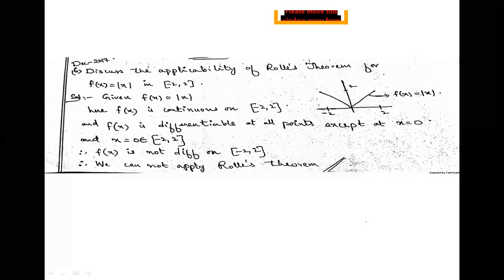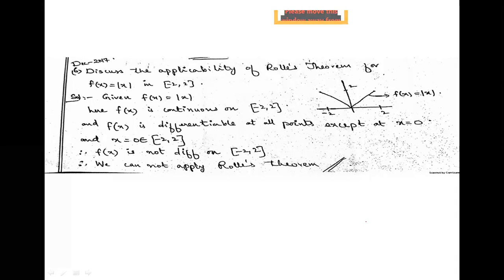Next question, discuss the applicability of Euler's theorem for f of x is equal to modulus of x. So what is modulus? If you put any negative number into modulus, it will become positive, and if you put any positive number into modulus, it will stay positive. So the modulus is a positive function. It can make any negative number positive.